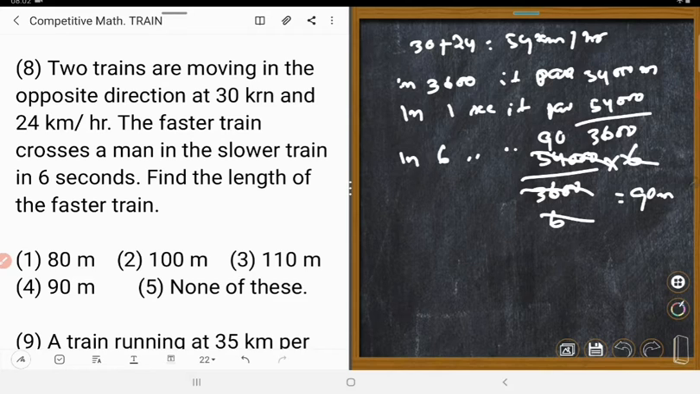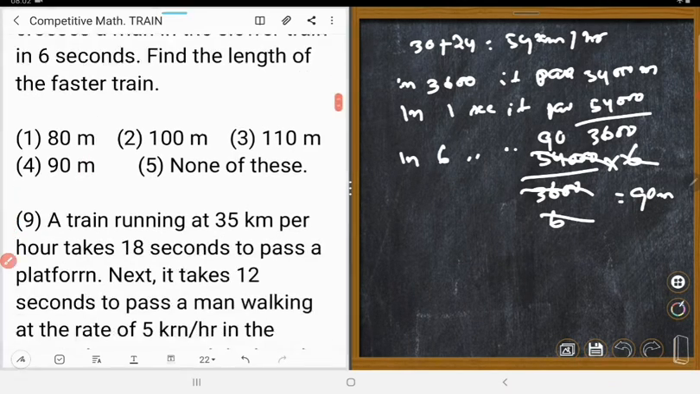Could you understand? I have told you, when a train passes a man, it passes its length. So its length is 90 meter. Which is correct? Number 4 is correct.